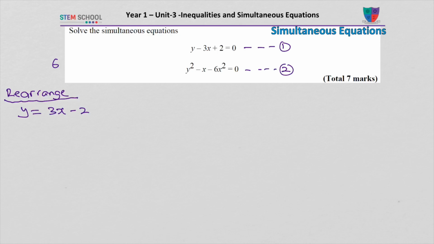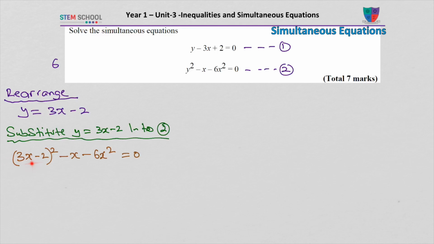Now I've rearranged to y equals 3x minus 2 by taking minus 3x to the other side of the equation, and I get plus 3x, and taking 2 to the other side I get minus 2. I'm going to substitute y equals 3x minus 2 into equation 2. So now I've got y, which is (3x minus 2) squared, minus x minus 6x squared, coming from equation 2.